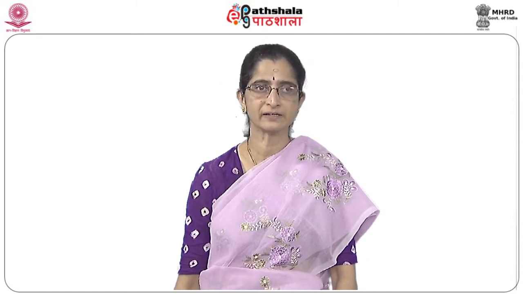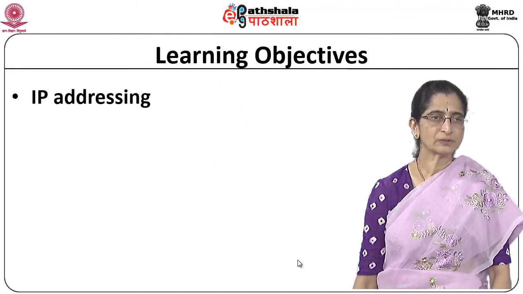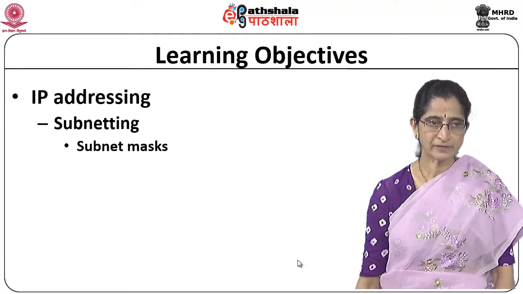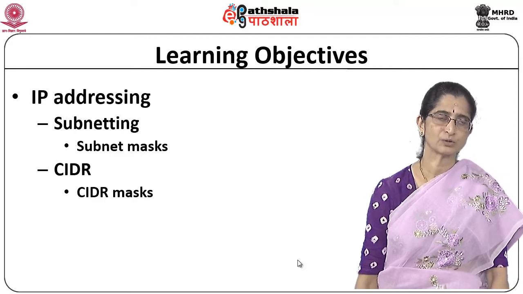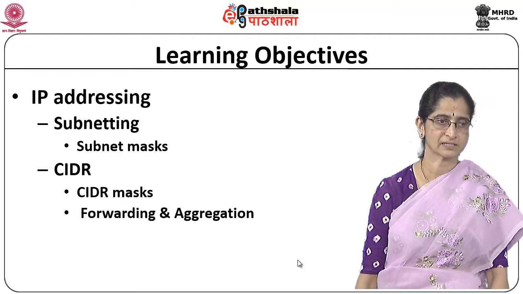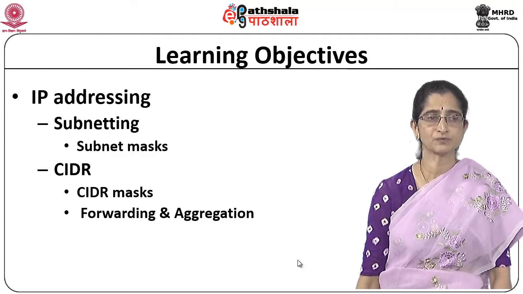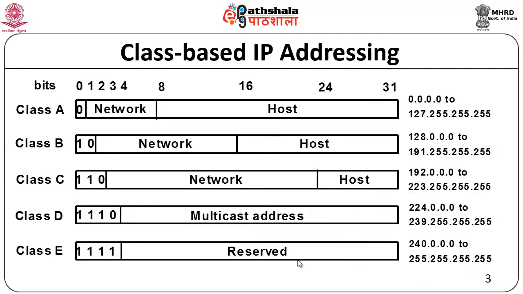So in this module we will be looking at the IP protocol, and how subnetting and CIDR are handled. We will start with IP addressing and how subnetting is handled in IP. We will look at how subnet masks are handled. We will also look at how classless addressing happens, that is the CIDR addressing and the CIDR masks. We will also look at how that is used for forwarding and aggregation, and then we will briefly touch upon network address translation.